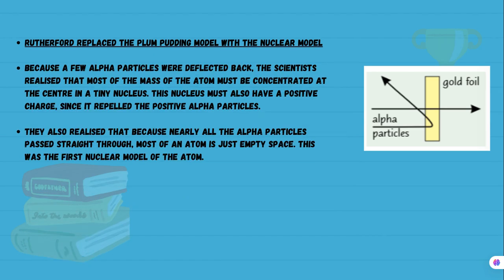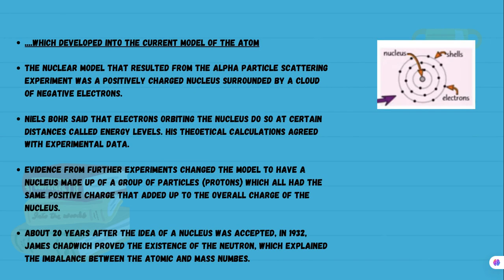Because a few alpha particles were deflected back, the scientists realized that most of the mass of the atom must be concentrated at the center in a tiny nucleus. This nucleus must also have a positive charge, since it repelled the positive alpha particles. They also realized that because nearly all the alpha particles pass straight through, most of an atom is just empty space. This was the first nuclear model of the atom.